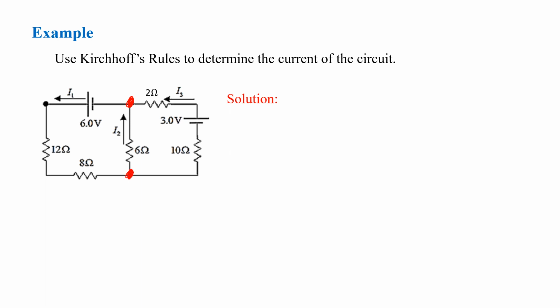Whichever junction you choose in your solution, it doesn't matter because you will end up with the same equation. Let's just say that I'd like to use the junction at the top. You have I3 going into your junction, I2 going into your junction, and I1 going out of your junction. So you have I2 plus I3 equal to I1. From your Kirchhoff's junction rule, I1 is equal to I2 plus I3, and I label this one as equation 1.